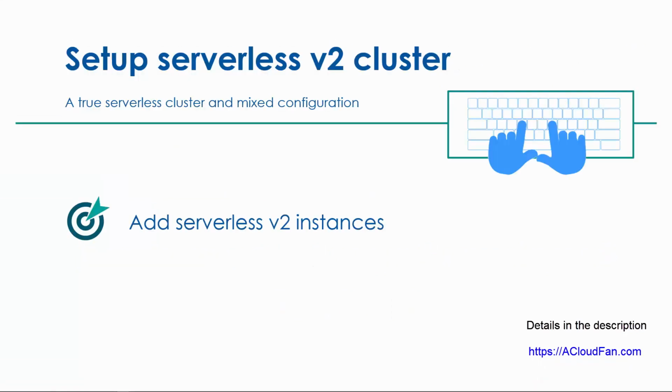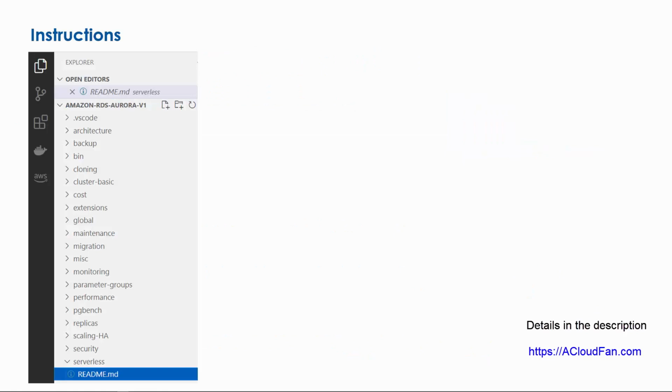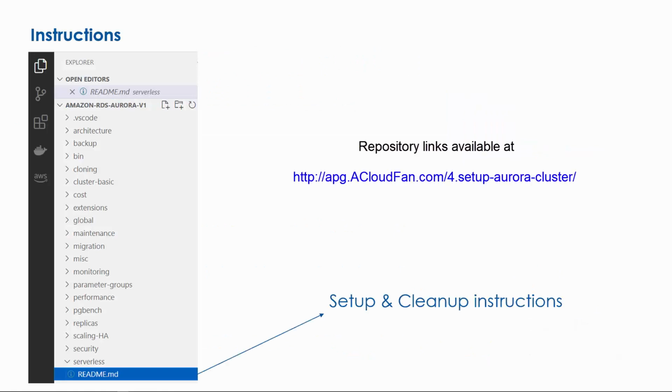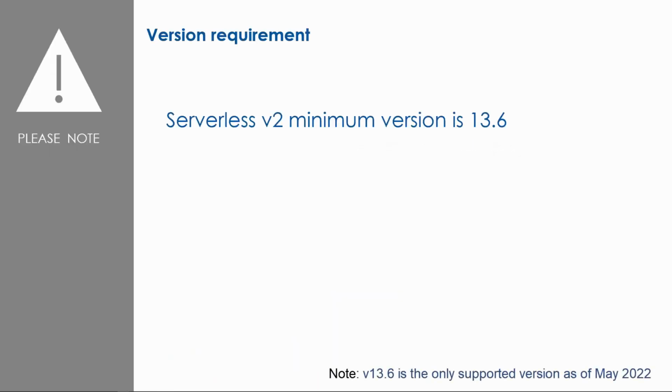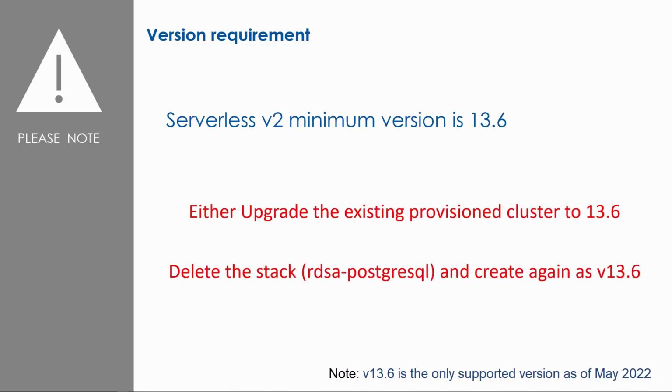In this hands-on exercise, we'll convert the provisioned cluster to a mixed configuration cluster, and then we will delete the provisioned instance in the cluster to convert to a full serverless cluster. Instructions used in this lesson are available in the readme.md file under the subfolder serverless. We will be using our RDSA Postgres cluster, so make sure that the cluster is either upgraded to version 13.6, or you may delete the cluster and recreate it with version 13.6.